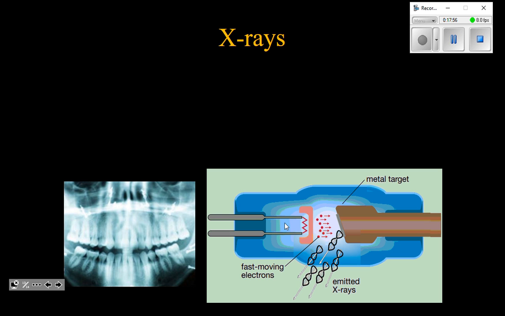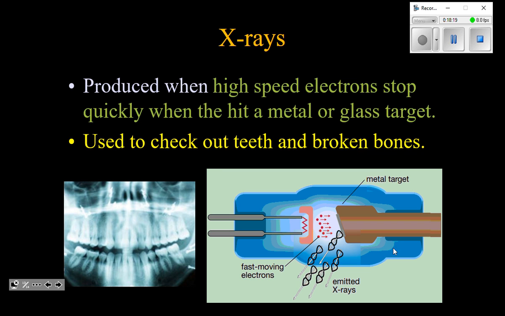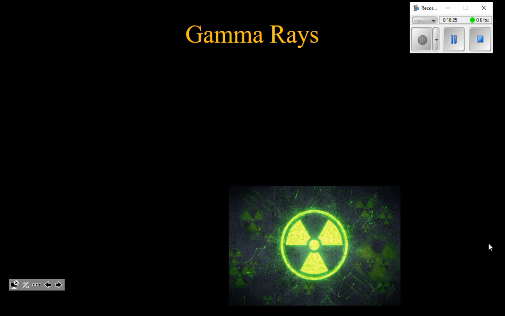How do you make them? Well, you actually make them by having electrons. You speed them up using charged plates. It gets electrons going super fast, and they hit a glass, in this case a metal target. They stop really, really quickly, and that gives off X-ray photons. So that's what we know about X-rays: produced when high-speed electrons stop quickly and hit a metal or glass target. Check out your teeth, check out your broken bones, and stuff like that is what we use X-rays for.